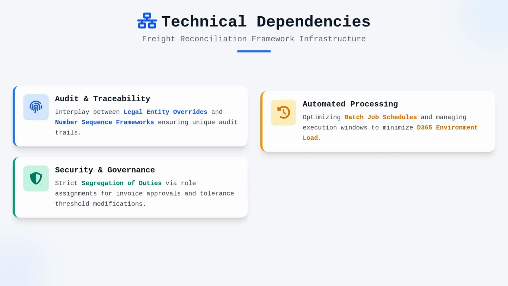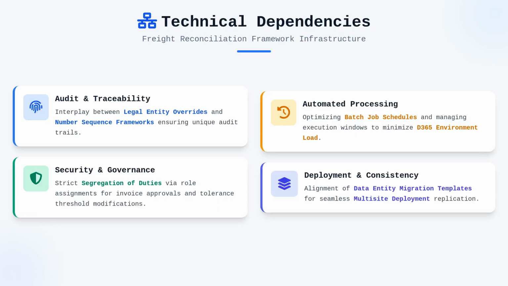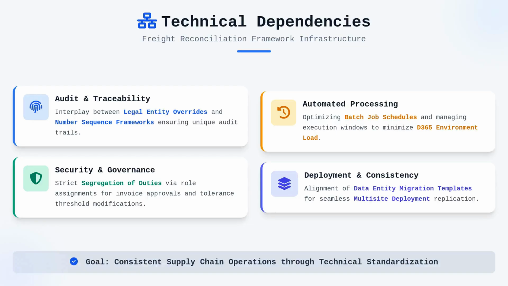You will often find the need to schedule batch jobs for automated processing, which requires a deep understanding of the execution windows and the load it places on your Dynamics 365 environment. Furthermore, ensure that your data entity migration templates are aligned with your configuration, as you may eventually need to replicate these settings across multi-site deployments to maintain consistency in your supply chain operations.